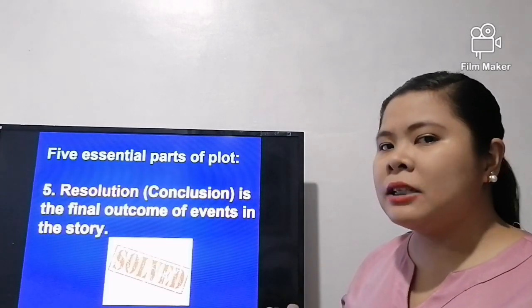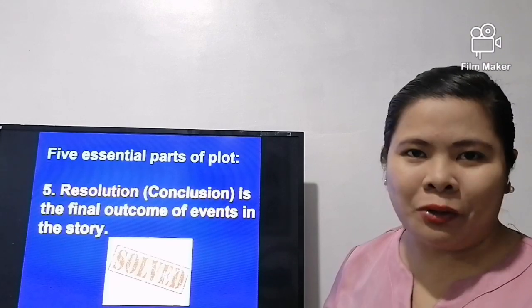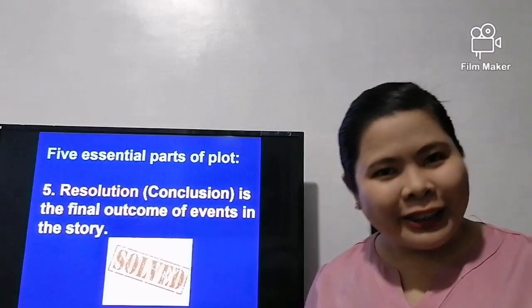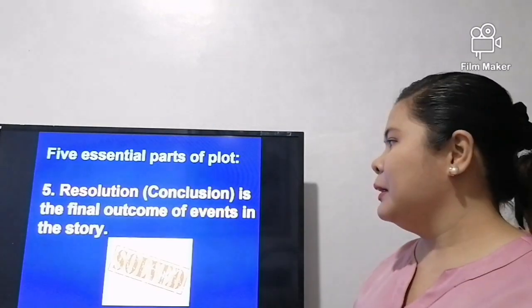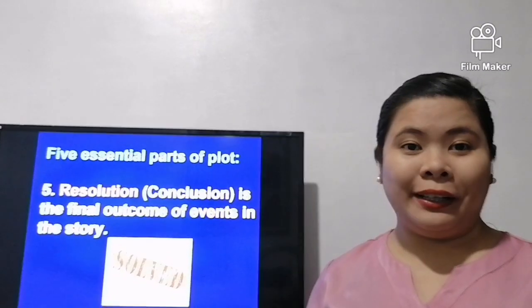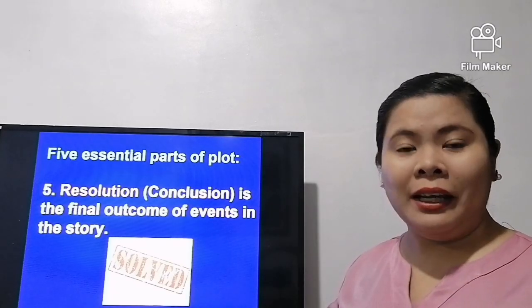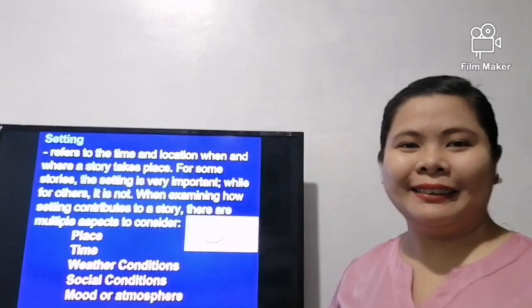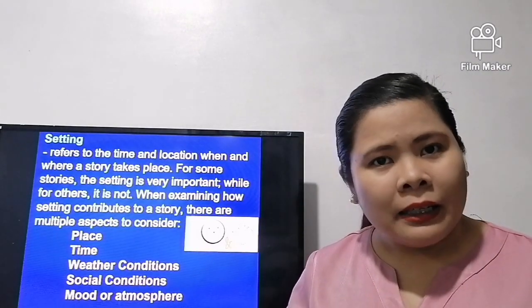And the last essential part of plot is the resolution or the conclusion. This is the final outcome of events in the story. So, that is really the conclusion. And now, we are to discuss setting.